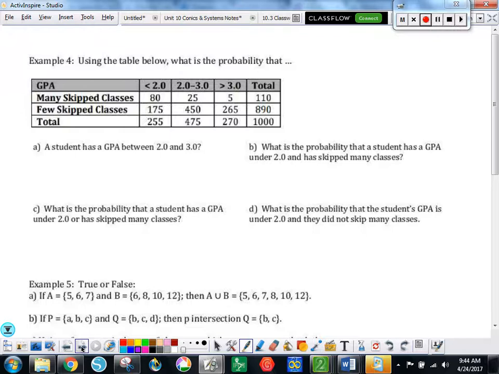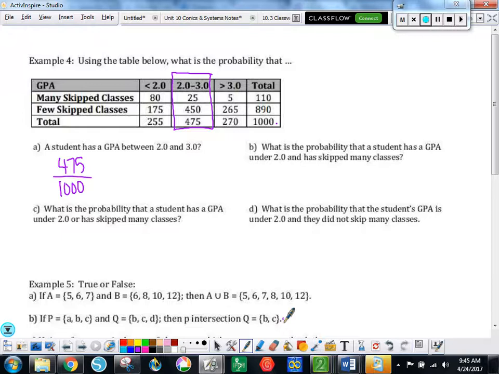A student has a GPA between 2 and 3. So we are just looking at the students with a GPA between 2 and 3. Where does that go? Right here. Sorry, you're in the front row. It's looking at that column right there. It doesn't really matter if they skipped class or not. I just want to find the probability that a student has a GPA between 2 and 3. Well, I need to find how many total people there are between 2 and 3. What's the total in that grouping? 475. Out of what? The possible total, which is 1,000 students that they looked at.